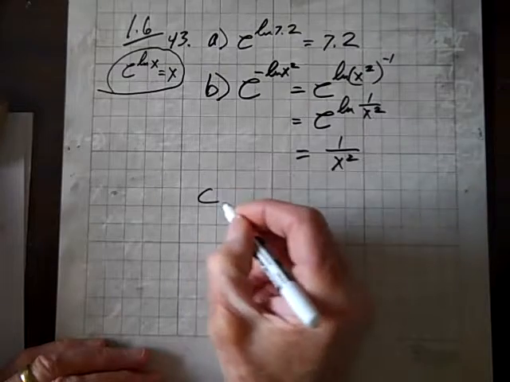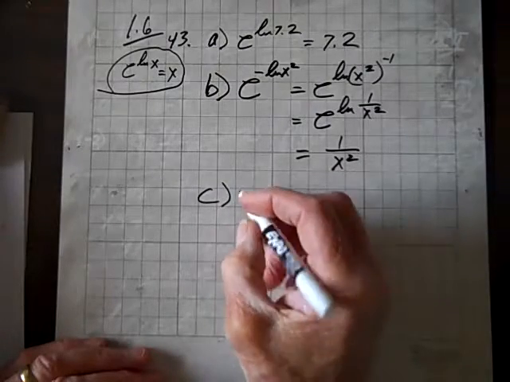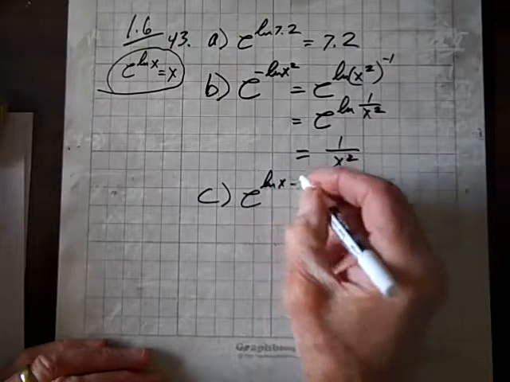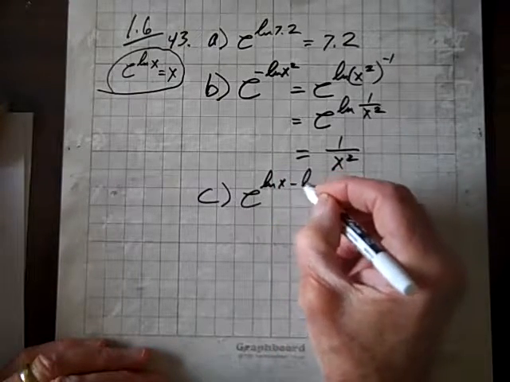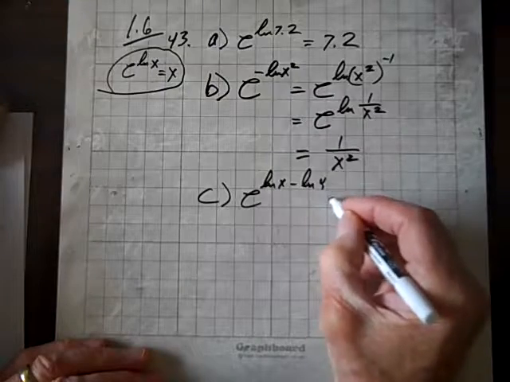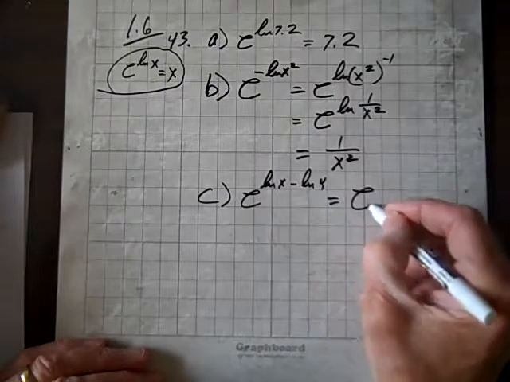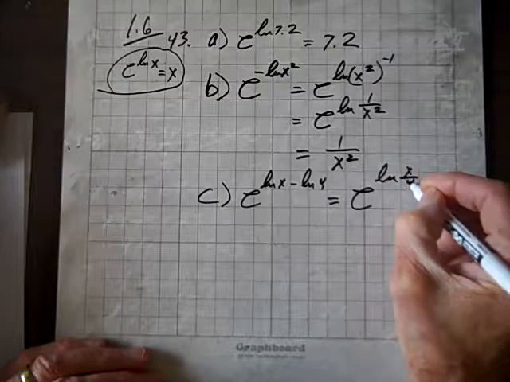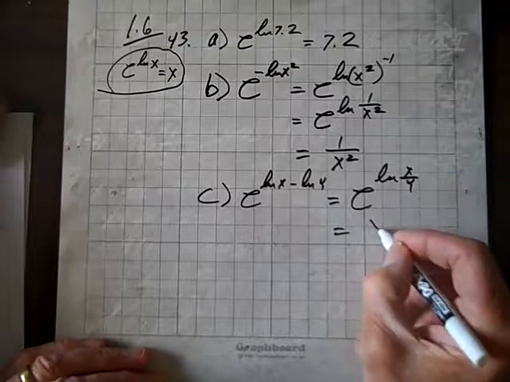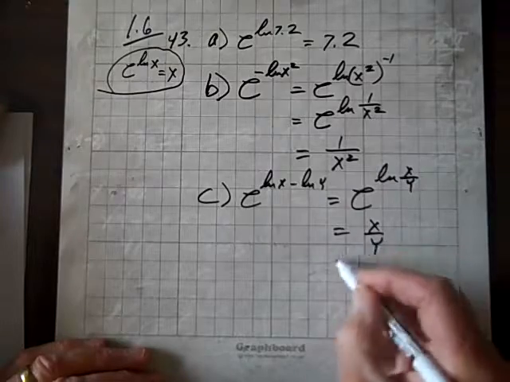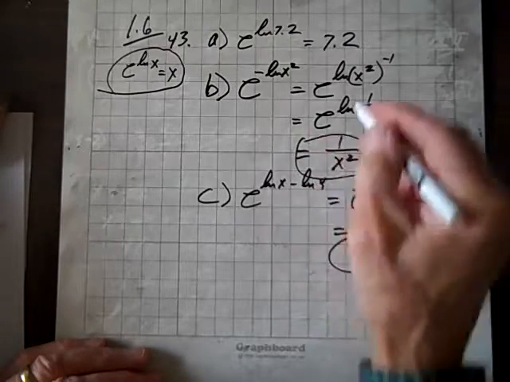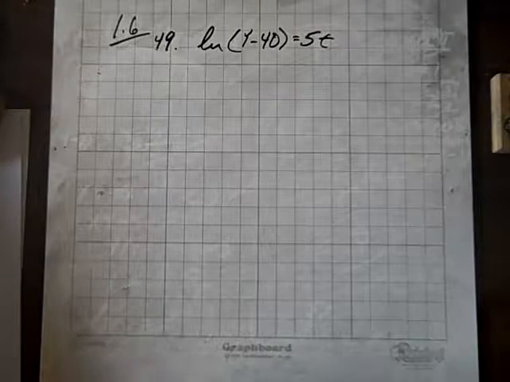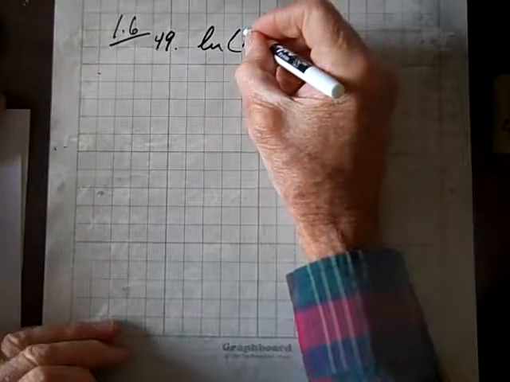And finally, C, we have e to the ln of x minus ln of y, and by the law of logs, that equals e to the ln of x over y, which equals x over y, and we're done.